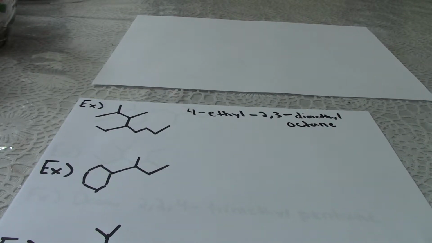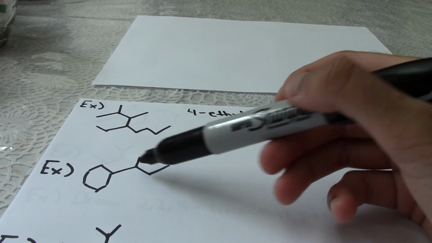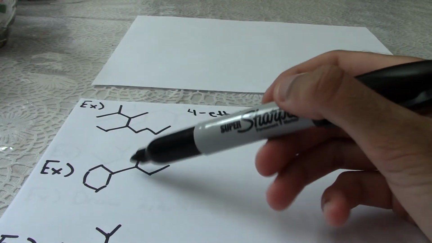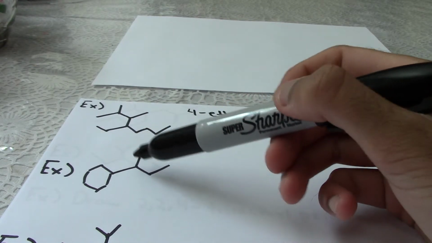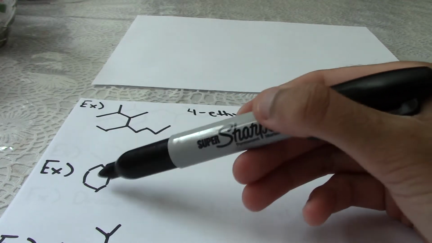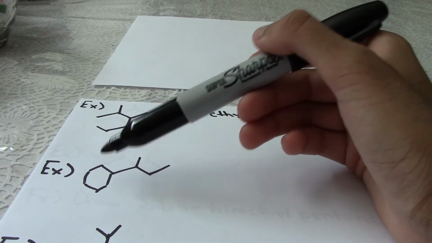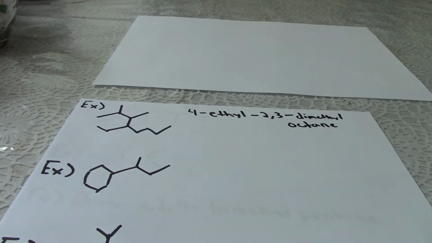In the next example, here I have a ring structure, and then I have a complex substituent. How I know that is because it's branched off. So in this case, this is 1, 2, 3 carbons long, and this is 6. So this will be my parent chain. So I know that this 6 carbon ring will be my parent chain. So cyclohexane will be my parent name at the very end.